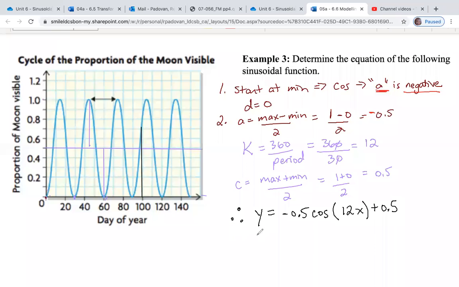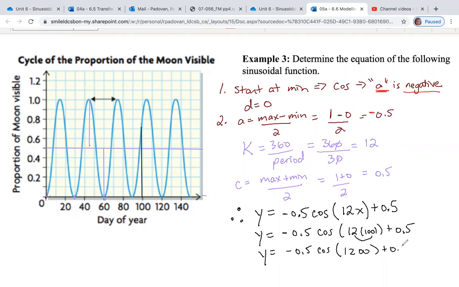So go back to my pencil. x is going to be 100. So negative 0.5 cos of 12 times x, or 12 times 100, plus 0.5. So again, for BEDMAS rules, brackets would be to do 12 times 100 first, which would be 1200 now. Now there's nothing to do in the brackets. There's no exponents. There's no dividing. So I have to multiply, which is all of this times this, before I add.